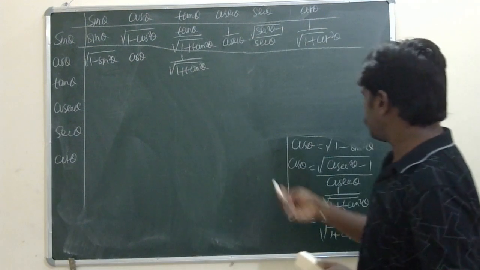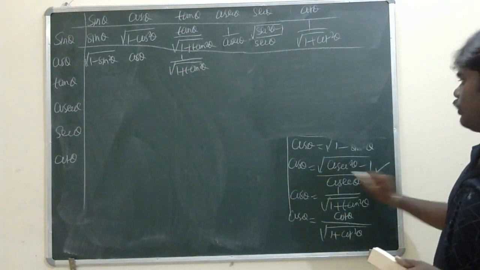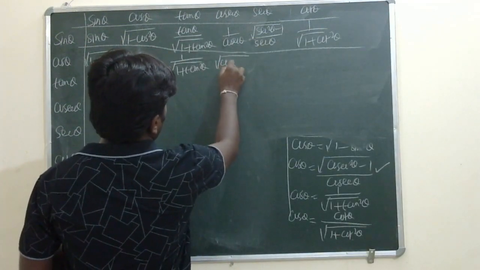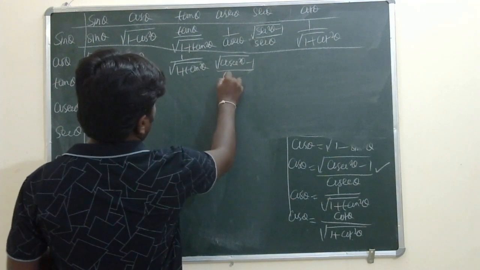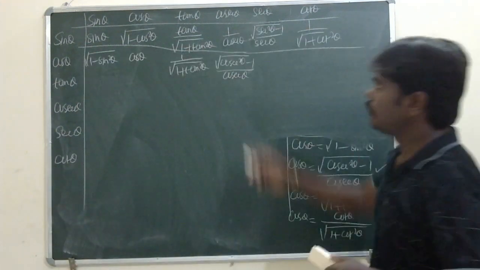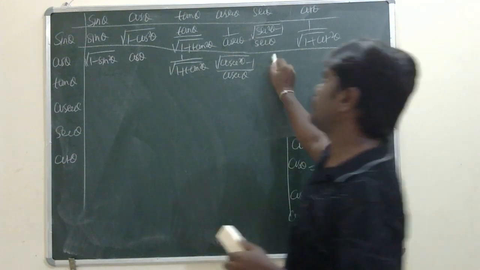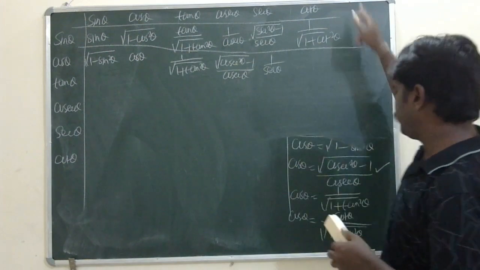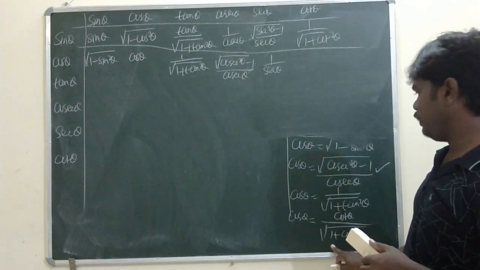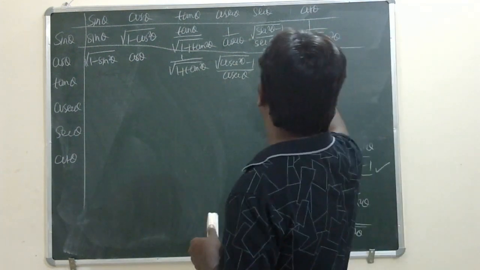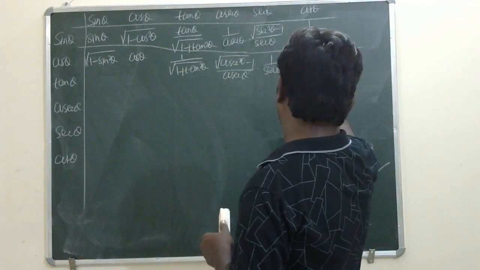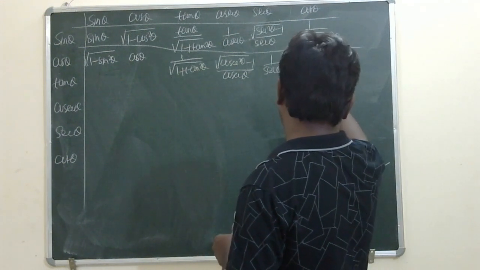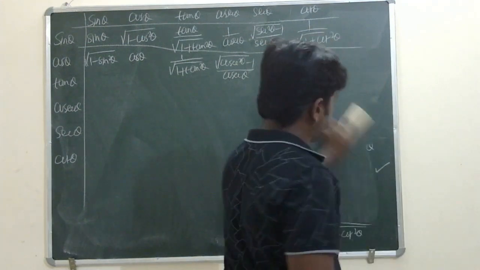Now cos theta in terms of cosecant theta means the square root of cosecant square theta minus 1 divided by cosecant theta. Next, cos theta in terms of secant theta is the reciprocal only. So 1 by secant theta is nothing but cos theta. Next, cot theta. Cos theta in terms of cot theta is cot theta divided by the square root of 1 plus cot square theta. Okay.